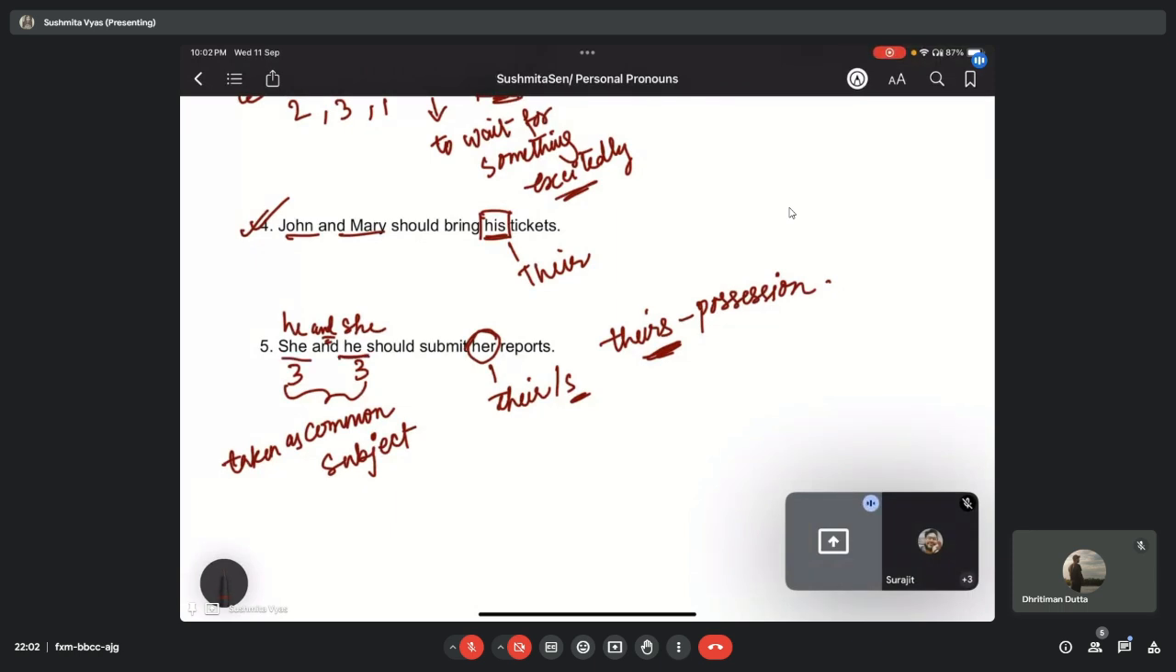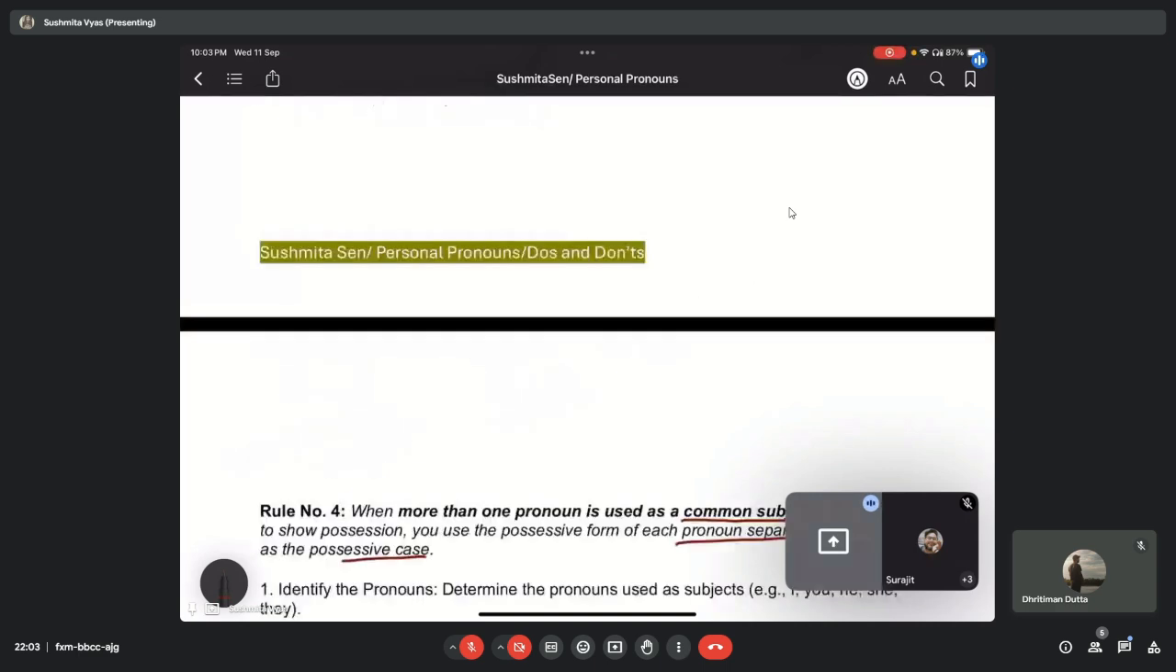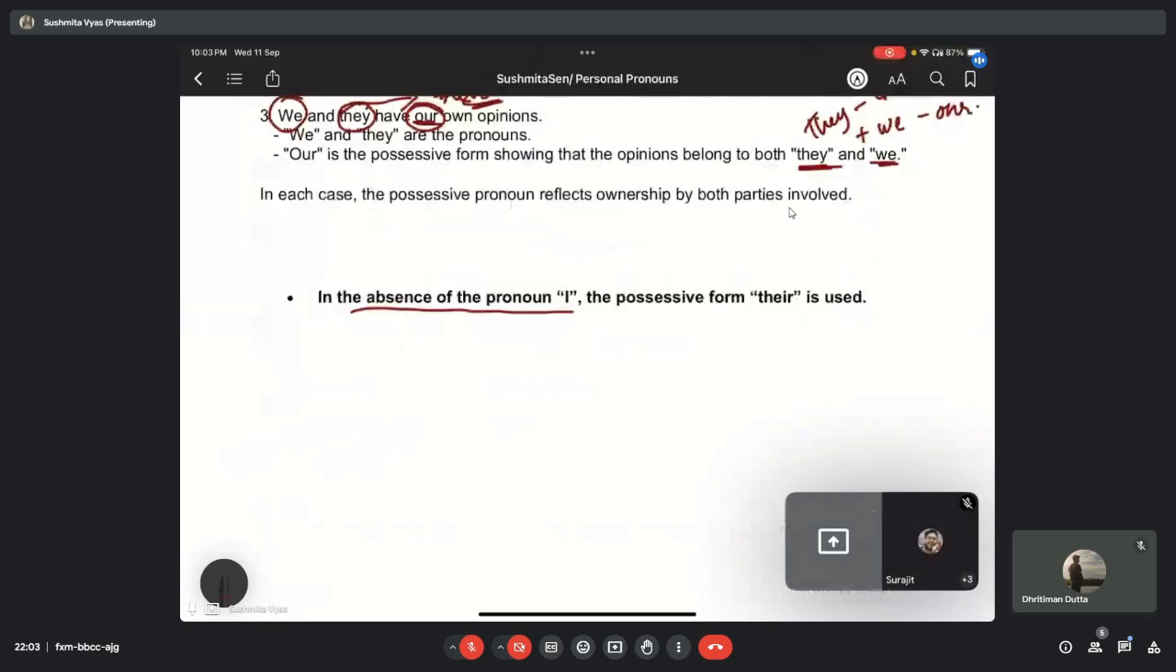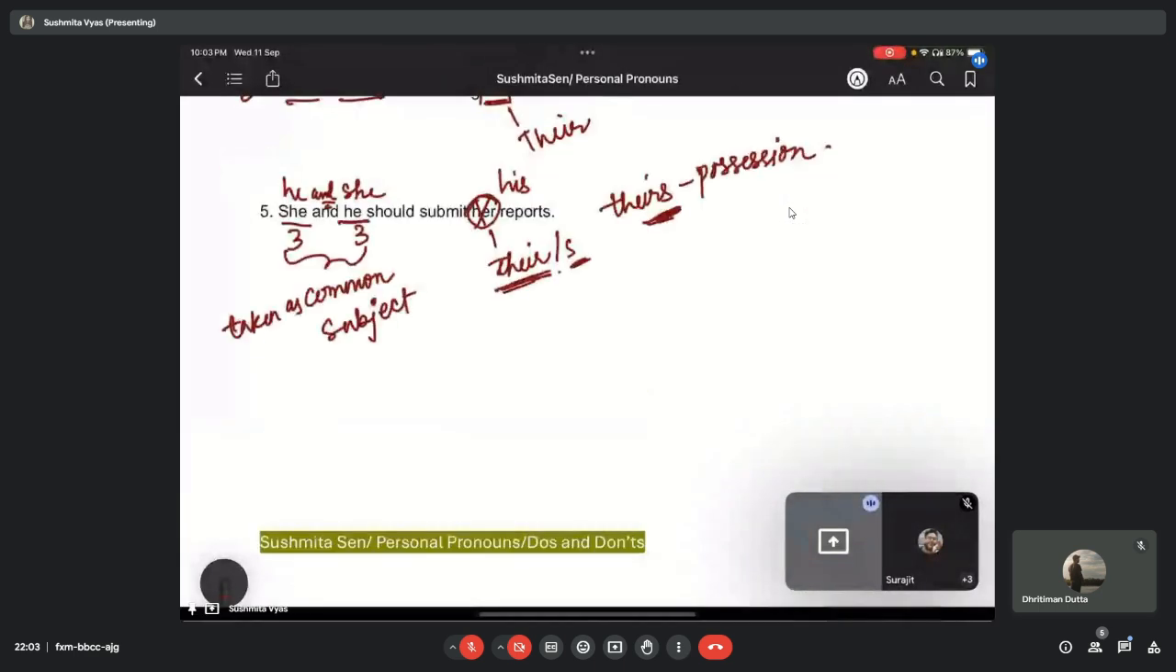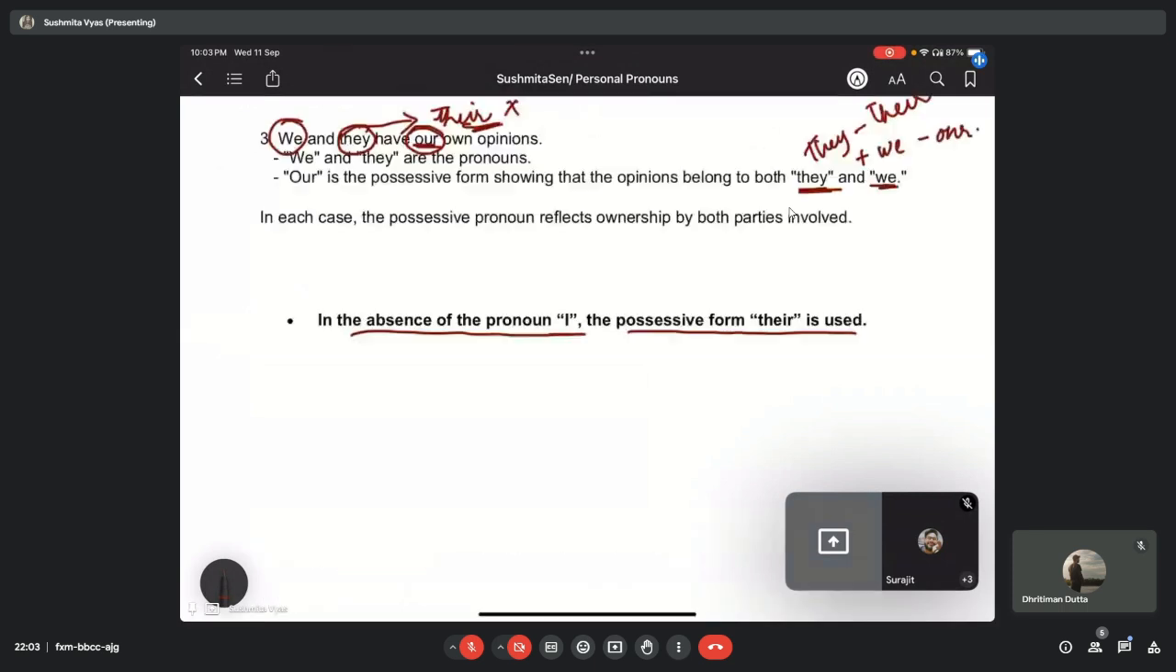So when we are talking about she and he, we will write not her or not his. We will write their. So, see what you just asked now, the answer is right here. In the absence of the pronoun I, the possessive form their is used. So, in this example, there is no I na, there is she and he, right? Agar I hota, then we would not have used their. But because there is no I in it, that's why we are using their.